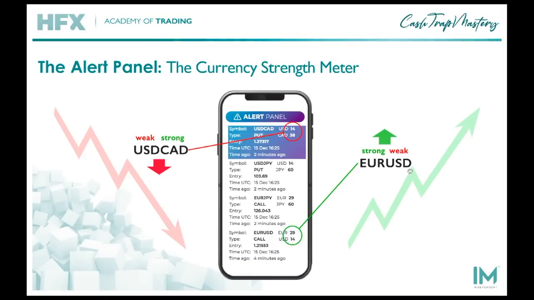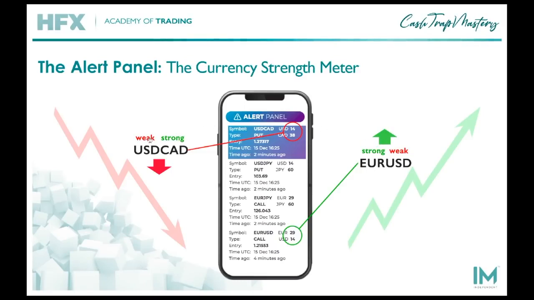In the euro to US dollar example, to the right, we see the opposite is also true. The euro, which is the first currency listed in the pair, is listed at 29, and the US dollar, again, is at 14. So when we compare the two, the first currency is 29, the second is 14, so the first currency in the pair is the bigger of the two numbers, indicating that we are looking at an upward trend.